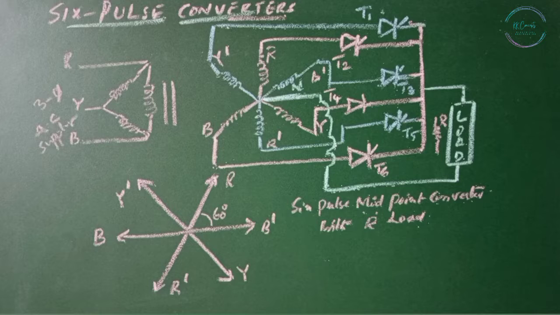Two 6 pulse converters are connected in series to form a 12 pulse converter. 6 pulse converters are used in industrial applications and 12 pulse converters are used in HVDC transmission.